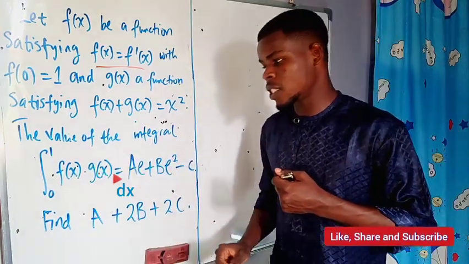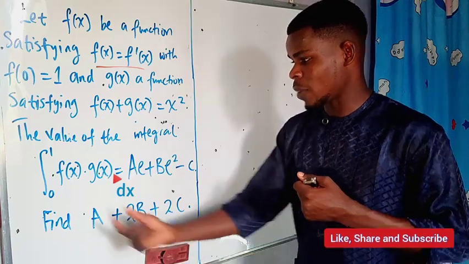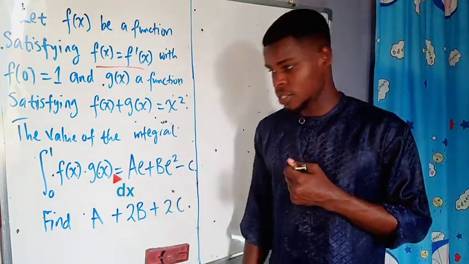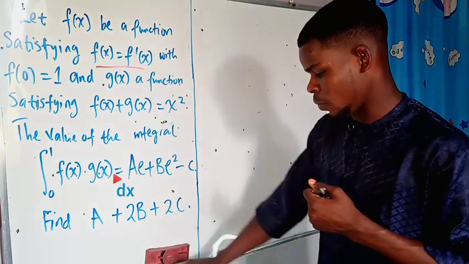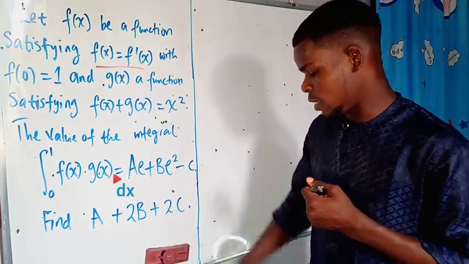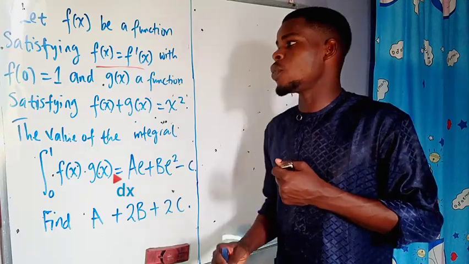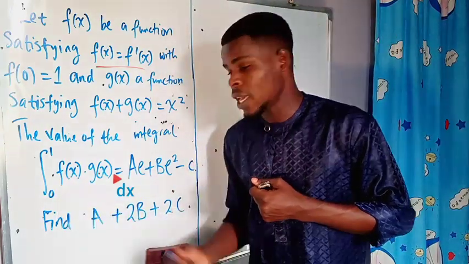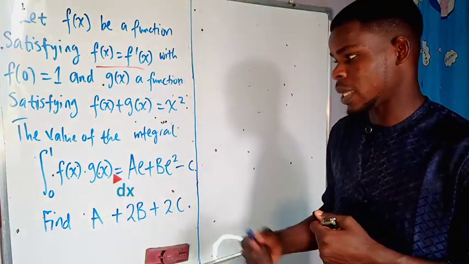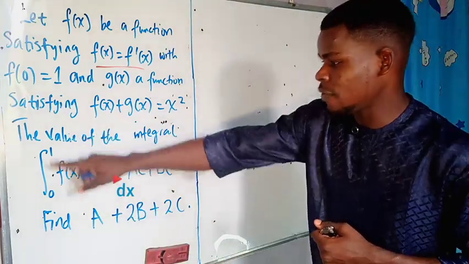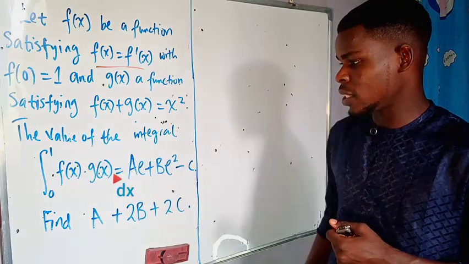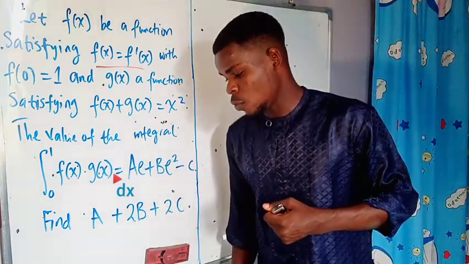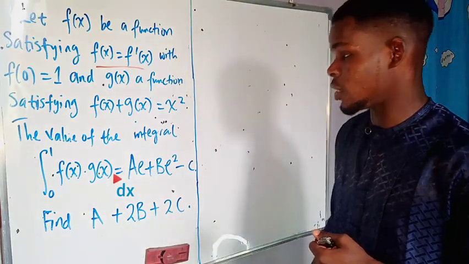Then the value of this integral from 0 to 1 of their product should be this, where a, b, and c are unknown constants. We are asked to find the sum a plus 2b plus 2c. So we first have to find the function f and then the function g, in terms of x for both of them. Then after multiplying them together, we evaluate this integral, which will give the result. From there we get a, b, and c, which we can use to compute this sum.